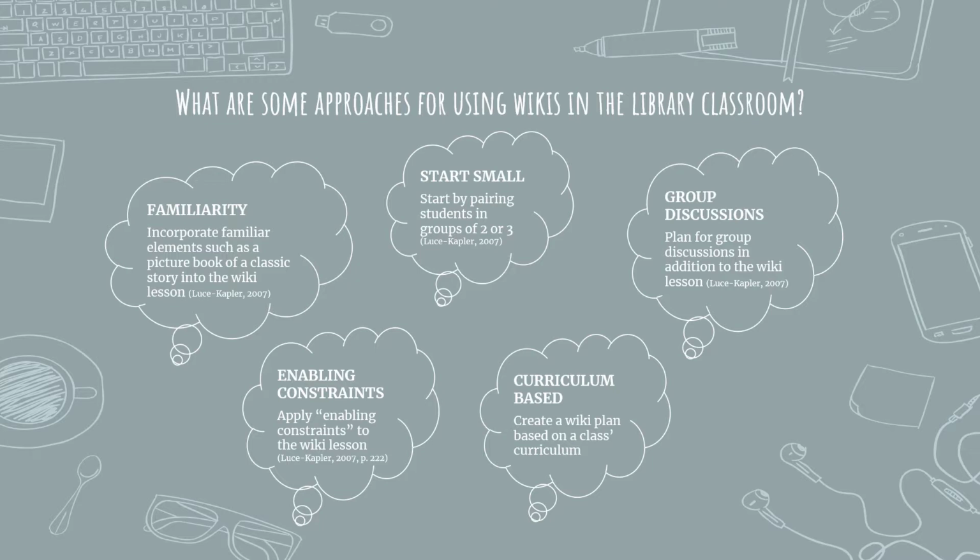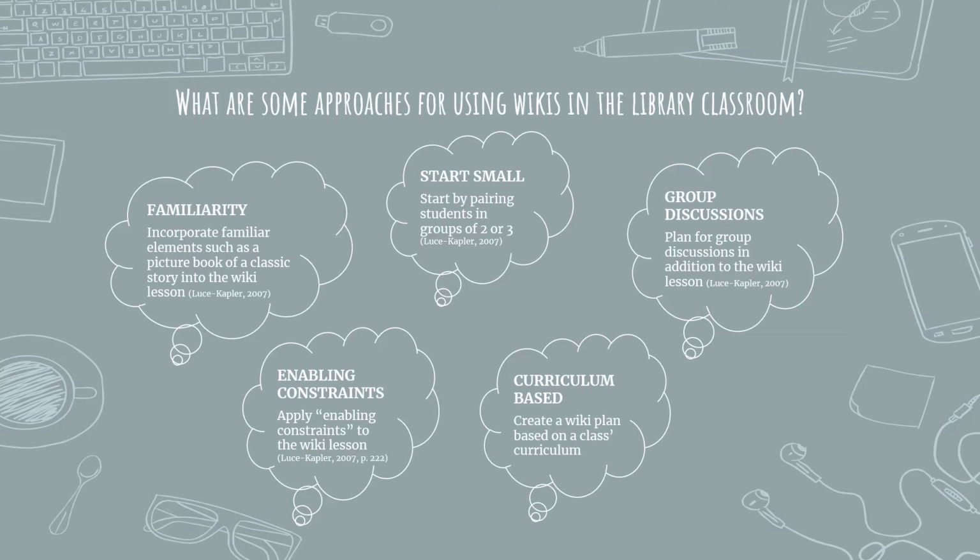Students have shown to better reap the benefits of the collective aspect of wikis when a verbal group discussion is built in. School librarians can also apply enabling constraints to the wiki lesson. This means to provide a task or guideline to focus the students, but allow for open-ended and unplanned occurrences. Relinquish some control over the lesson structure and let the students steer the direction of the lesson.